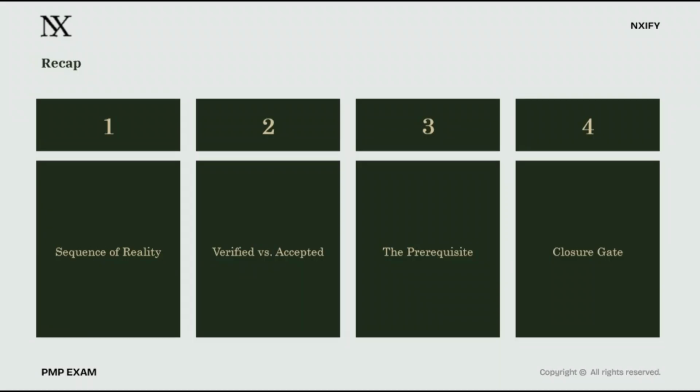To summarize our findings today, look at our recap in these 4 columns on slide 19. These are the final bridge for all the concepts we've learned across the first 11 episodes. 1. Sequence of reality. Always control quality first, internal check. Then validate scope, external acceptance. Then close project. 2. Verified versus accepted. Quality control produces verified deliverables, checked by us. Validate scope produces accepted deliverables, approved by them. 3. The prerequisite. Formal sign-off is the mandatory gate before administrative closure. And 4. Closure gate. Skipping this is the #1 cause of project disputes.